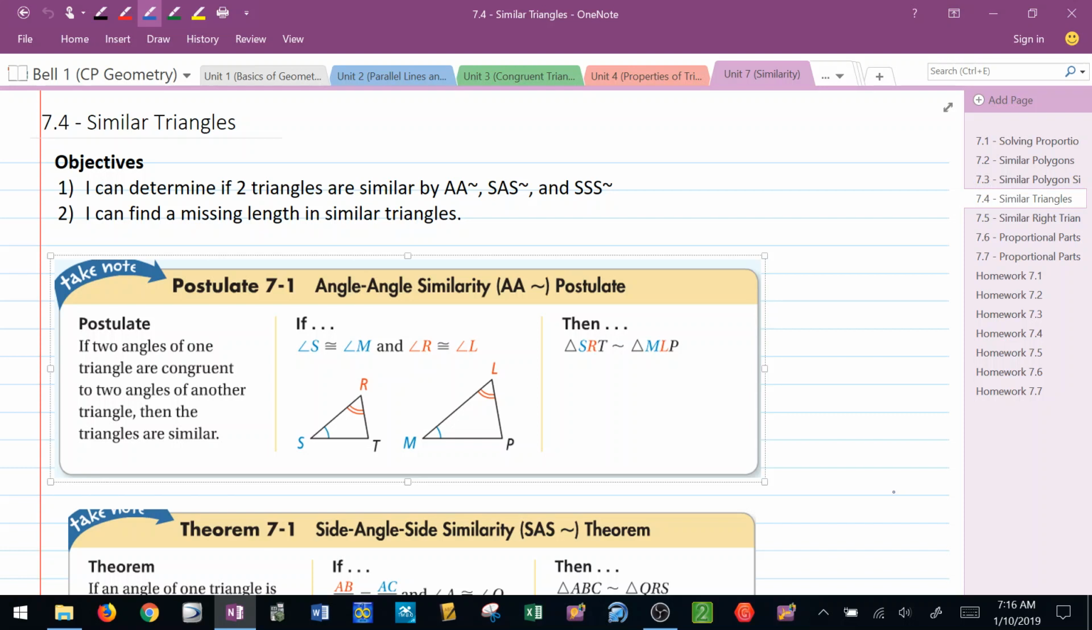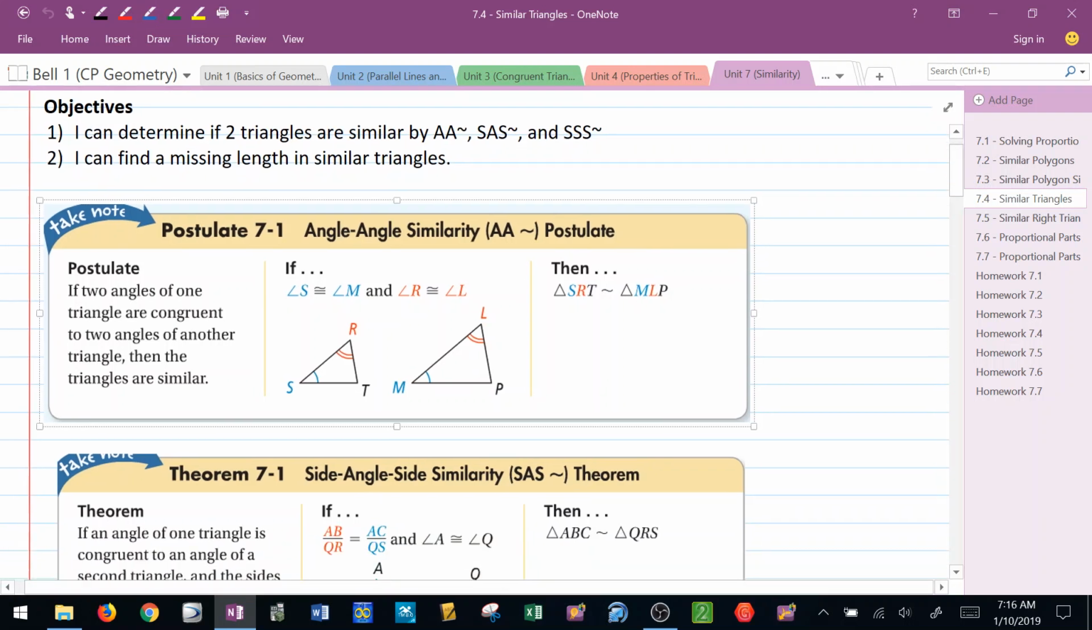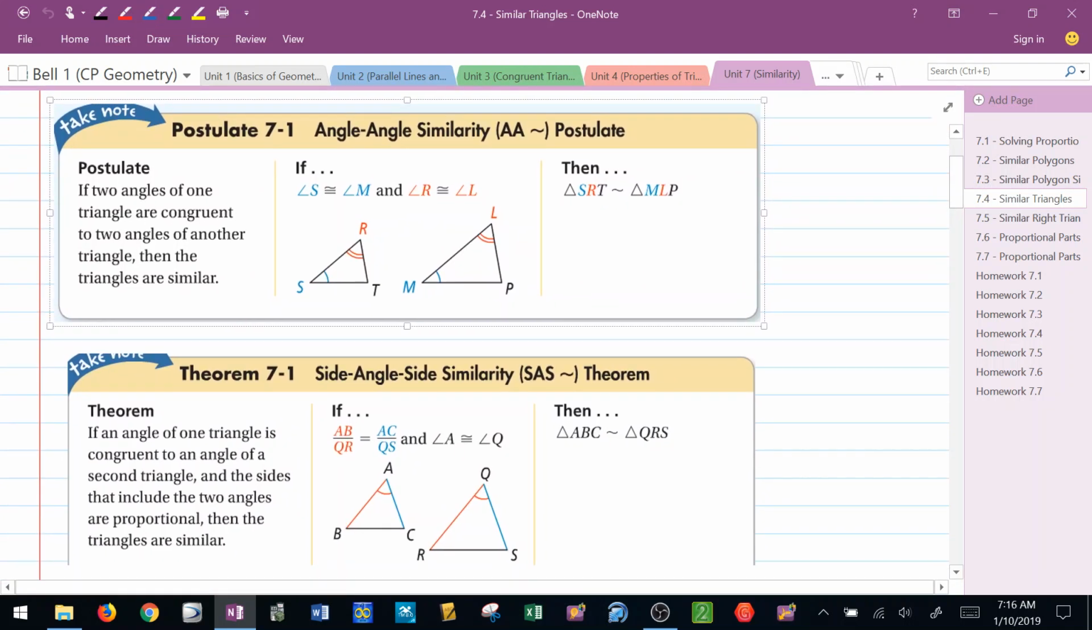Well, we have three shortcuts for how we can do that. The first one is called the angle-angle similarity postulate. What it says is if you can verify that one angle of a triangle is congruent to the corresponding angle of another triangle, and you have a second pair of corresponding congruent angles, then we can conclude that the two triangles are similar, which then means we can start to investigate things about the proportionality of their sides.